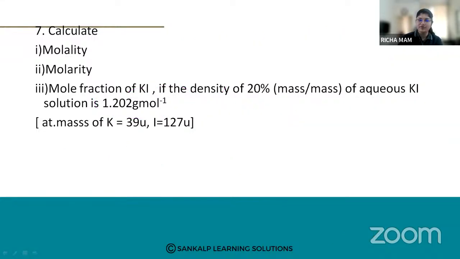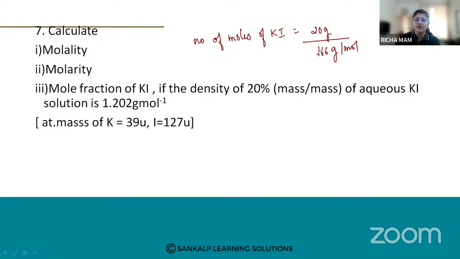Mole fraction is based on the number of moles. So first you have to calculate the number of moles. What is the number of moles of KI? It is 20 grams divided by 166 gram per mole. So the mole fraction of A is given as the number of moles of A upon the number of moles of A plus B. This is how you can calculate the mole fraction.